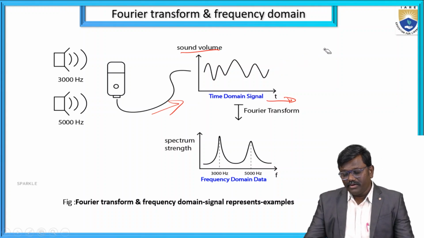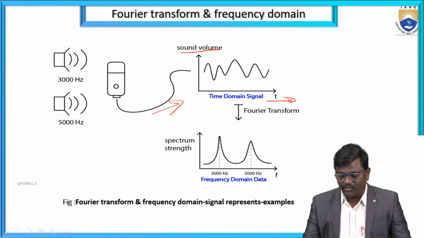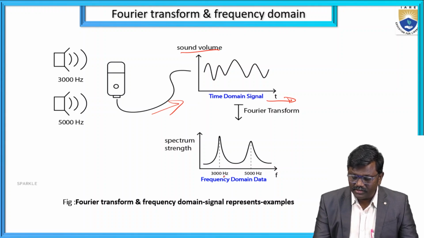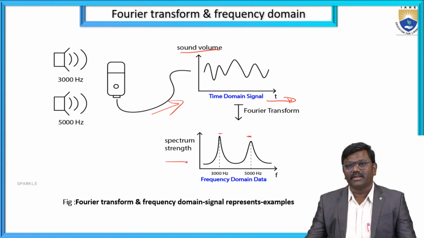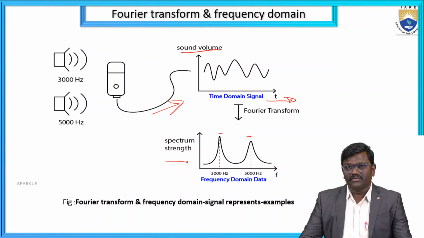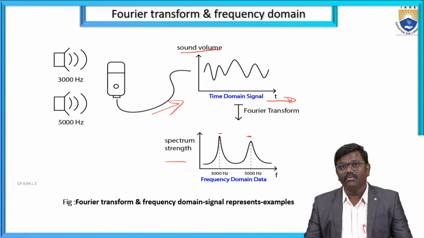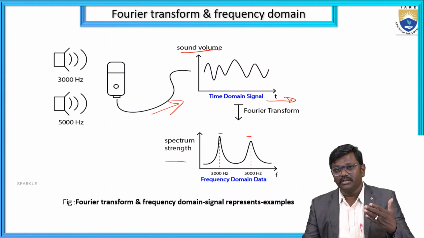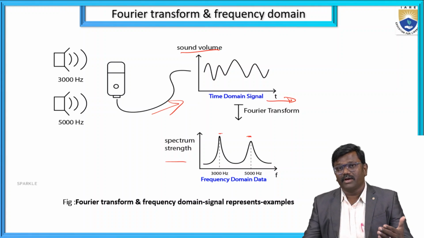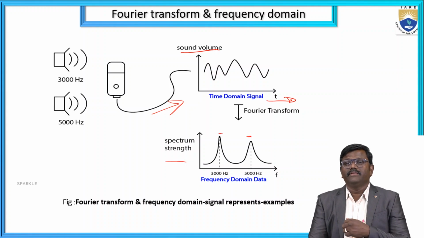And where we are going to see the same in the frequency domain, that 3000 hertz to 5000 hertz, how it will be varying, we can see in terms of spectrum strength. So we can understand the importance of the Fourier transform in terms of the frequency domain, and how the Fourier transform helps us convert a time domain signal into a frequency domain signal.